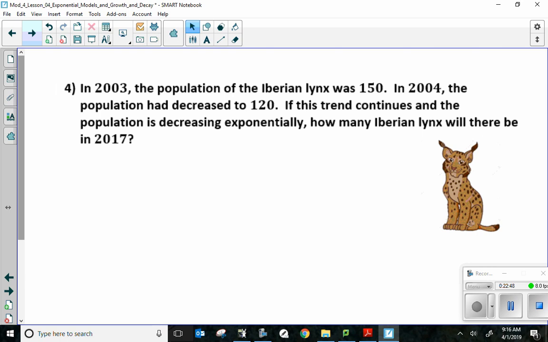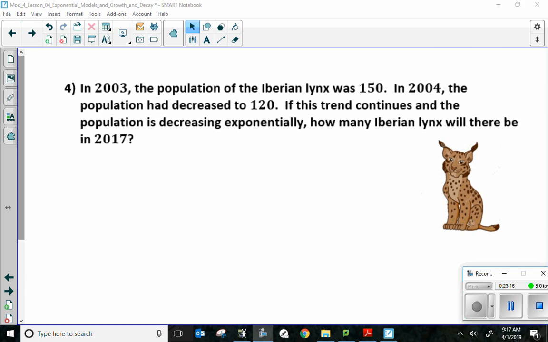In 2003, the population of the Iberian lynx was 150. In 2004, the population had decreased to 120. If this trend continues and the population is decreasing exponentially, how many Iberian lynx will there be in 2017?